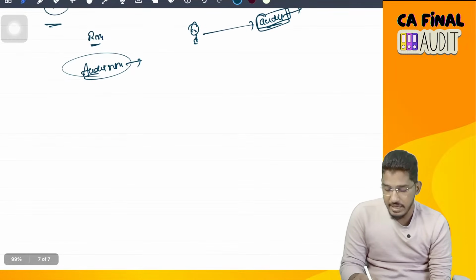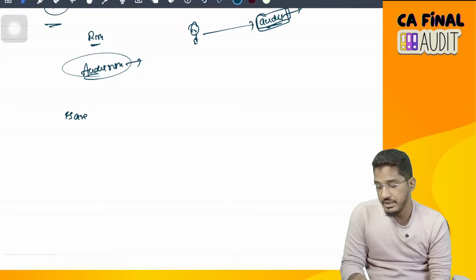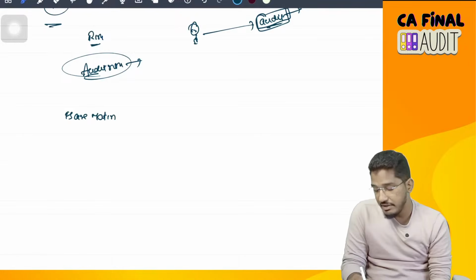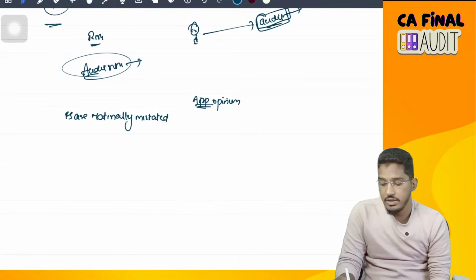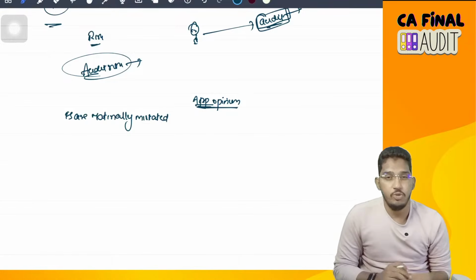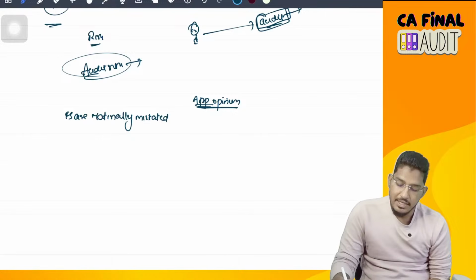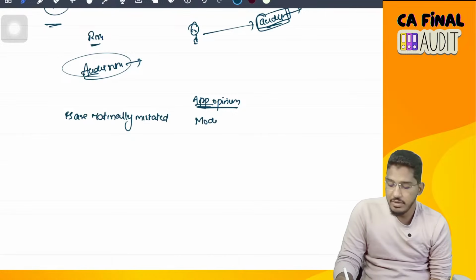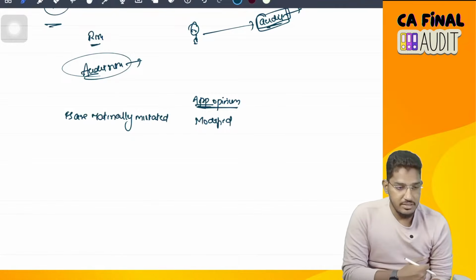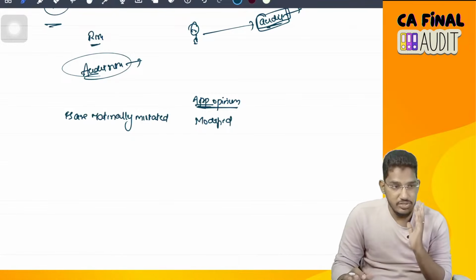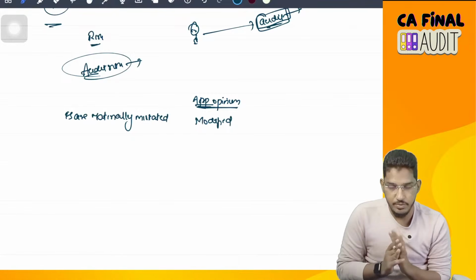Sir, what are they trying to say here? First thing they say, financial statements are materially misstated. Guys, you tell me, if there is a material misstatement in the financial statements, what should be the appropriate opinion? The auditor should have given a modified opinion, either qualified, adverse, or disclaimer, whatever it is. If the financial statements contain a material misstatement, the auditor shall give a modified opinion.